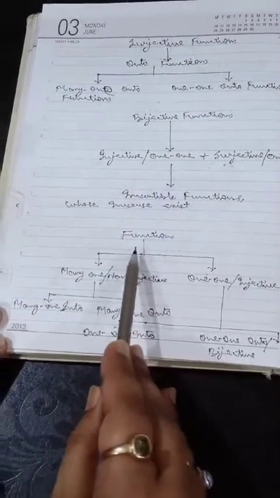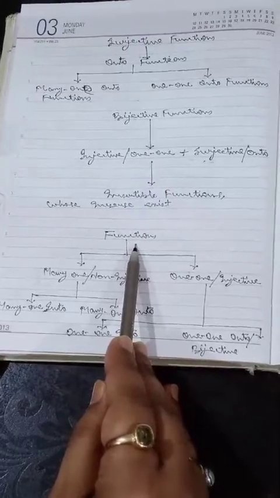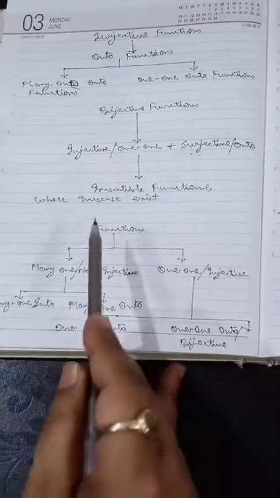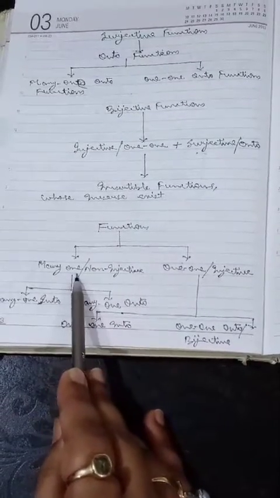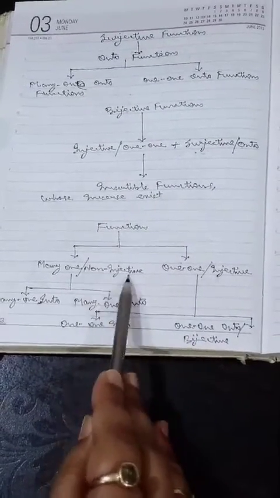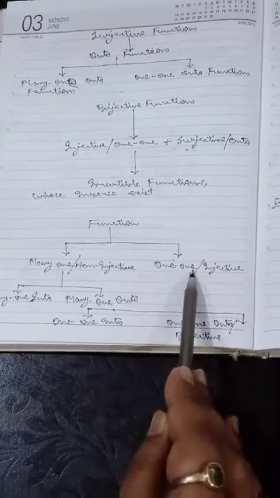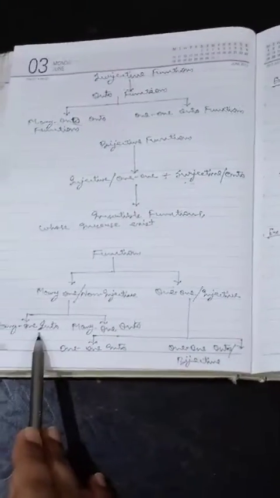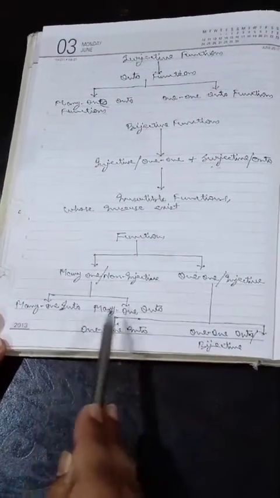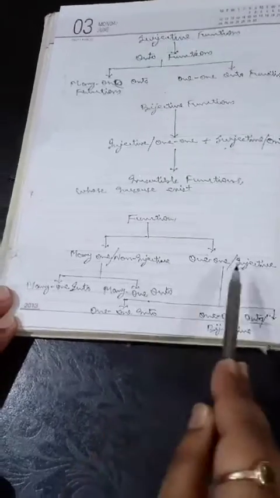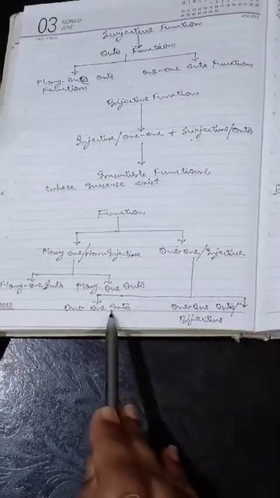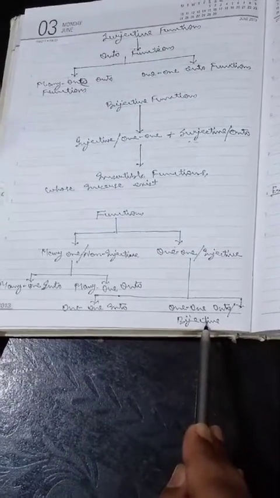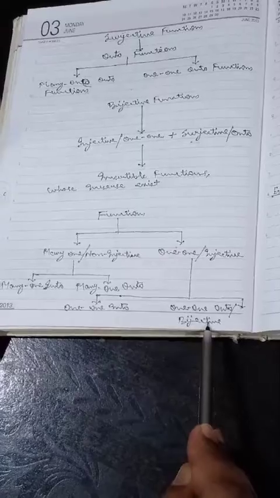Now, again, there is another classification of the function which I have already mentioned before. It has two parts: many-one function, which is also known as non-injective function, and the second part is one-one or injective function. Now, many-one function is again divided into two parts. One is many-one into function, secondly many-one onto functions. One-one or injective function is also divided into two subparts. One is one-one into function, and secondly one-one onto functions, which are also known as bijective functions.